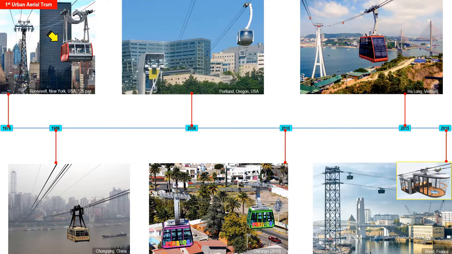The installation in New York in 1976 would not be considered in the cable car industry to be the first urban ART because of its low passenger capacity when it was originally installed in 1976. It would still be the ART in Medellin, Colombia in 2004 that would be considered the first urban ART in the world.